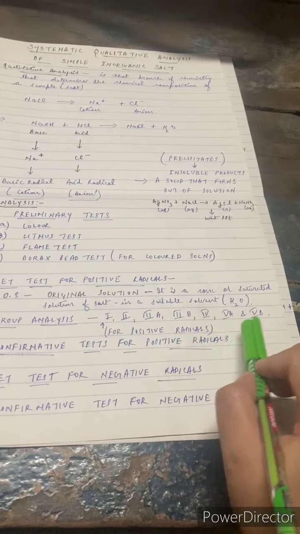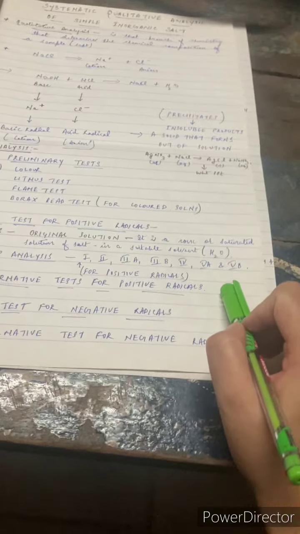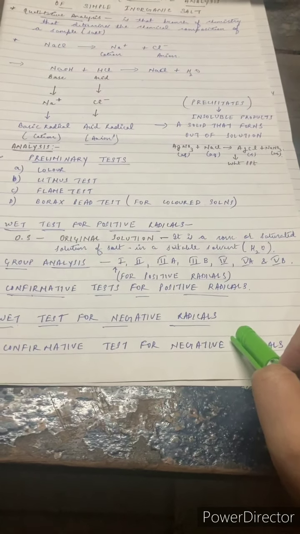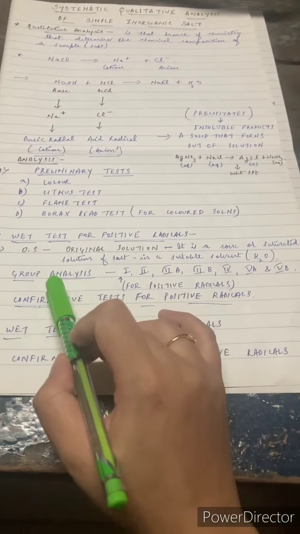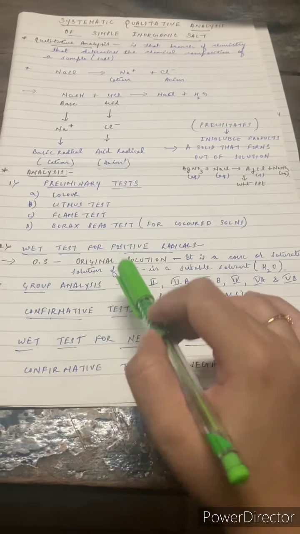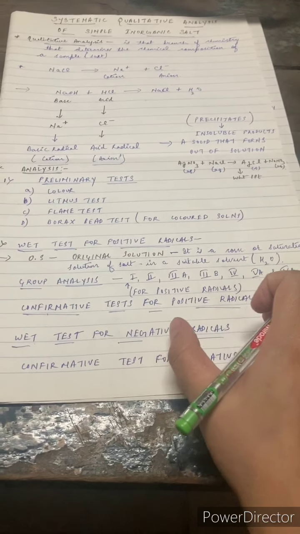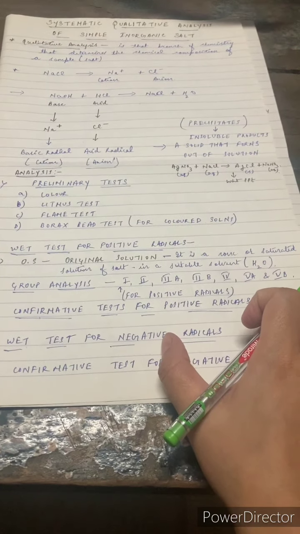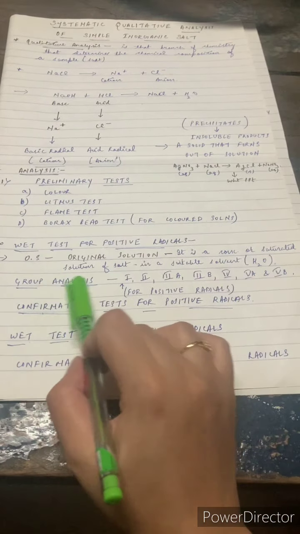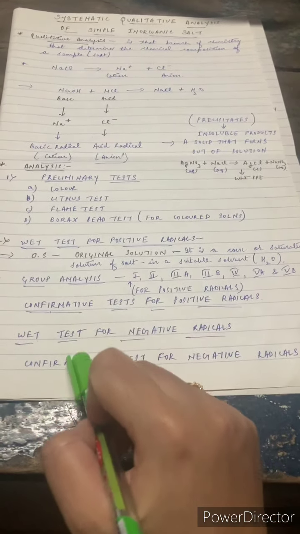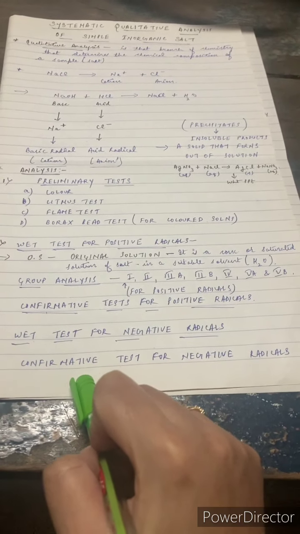Now in every group you have 3 or 4 metal cations. You have to categorize or analyze according to that. After that comes the group analysis. For the cations, we first analyze in which group my precipitates are coming. Then we determine the group analysis and then we go for the confirmative test. Similar is the process for negative ions.